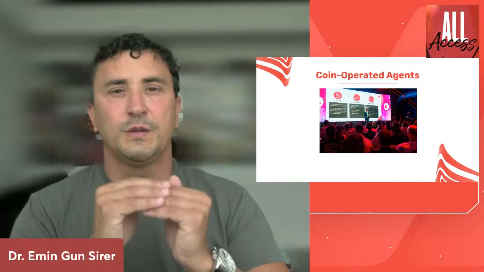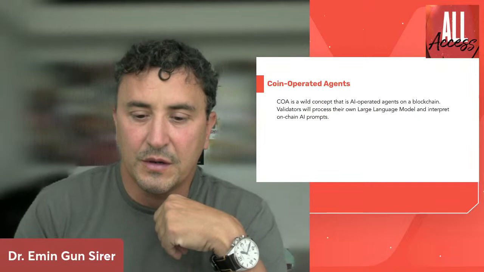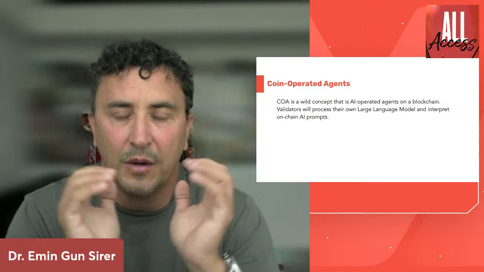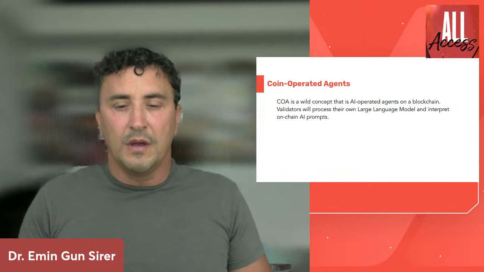So I want to talk to you about something far deeper, a far more fundamental coupling of AI with blockchains. I call it coin-operated agents, or COAs. So what's a COA? It's a wild concept. Essentially, the core idea is that you take an AI engine, a large language model or what have you, a giant AI engine that's capable of taking raw text, interpreting it, and coming up with a response to it. So you take that engine and you put it in every validator.